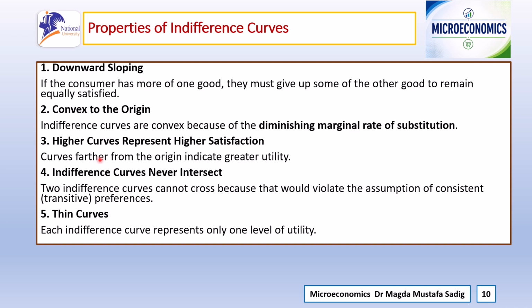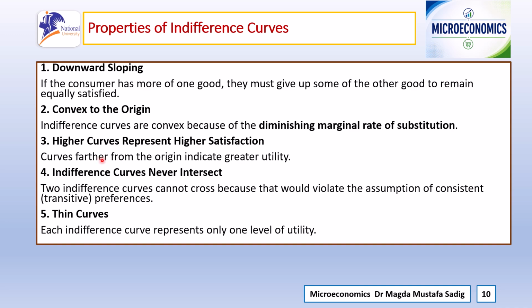Imagine two indifference curves crossing. At the intersection point, the consumer would receive the same satisfaction from both curves. However, other points on those curves would imply contradictory preference rankings, and this violates the assumption of transitivity. Therefore, two indifference curves can never cross each other.